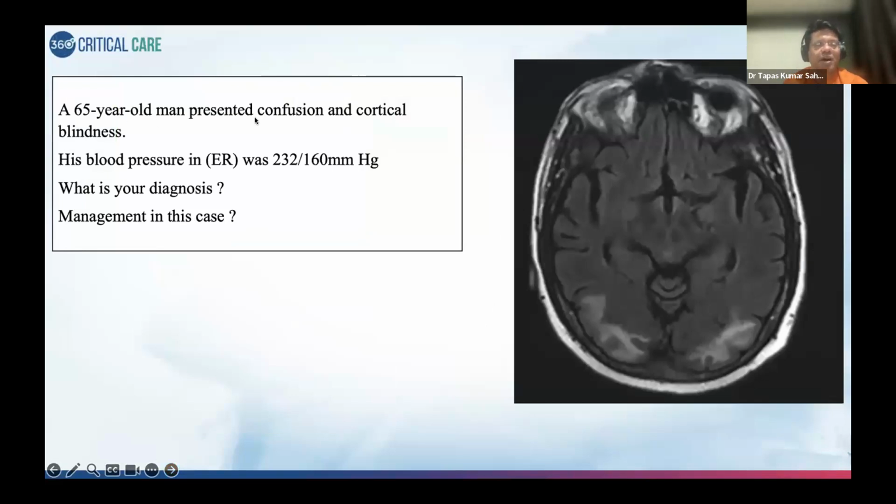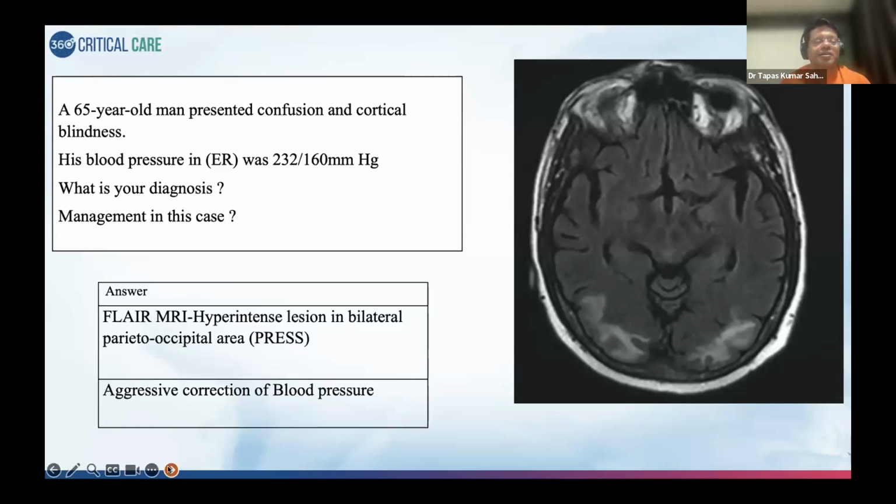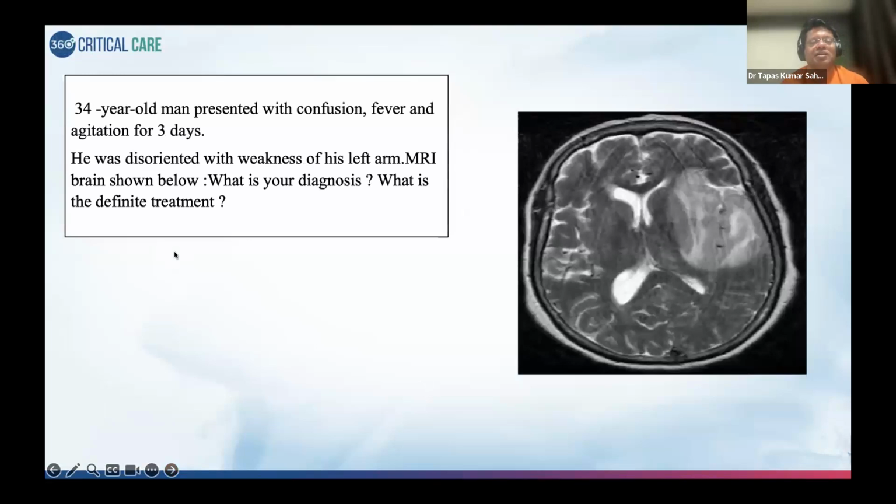A 65-year-old man presented with confusion and cortical blindness. His blood pressure in the ER was 232 by 160. What is your diagnosis and management? PRES. Excellent. So all of your GCS suddenly became 15 out of 15 when we have seen the neurologic cases only. So that is a good correlation. Okay, perfect. So it is the FLAIR MRI showing hyperintense lesions in the bilateral parieto-occipital area. So definitely it is PRES, and the management would be aggressive correction of the blood pressure.